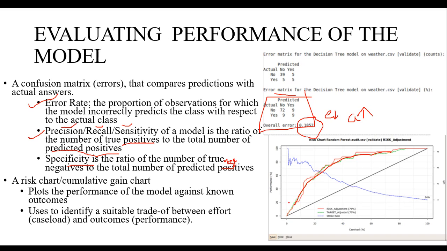So if there are two lines, one is here and another one is here. Of course this line is better than the line here. So this model which gives this line is better.